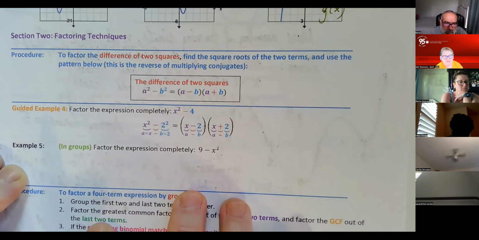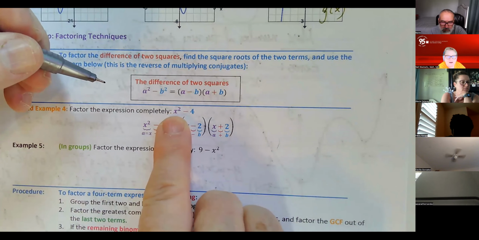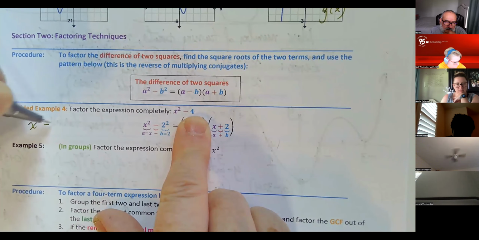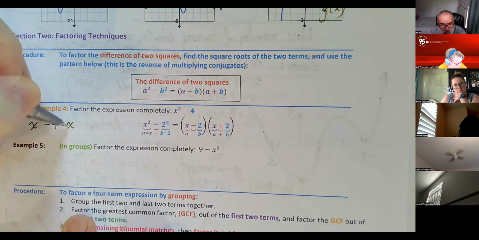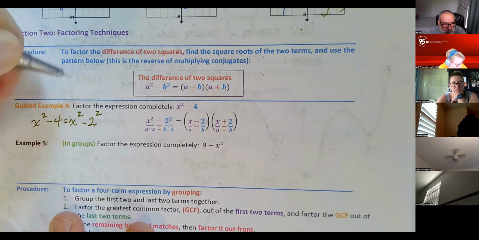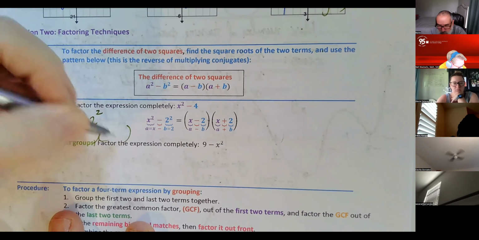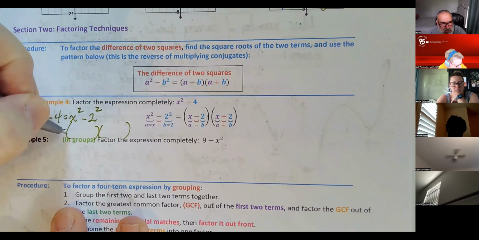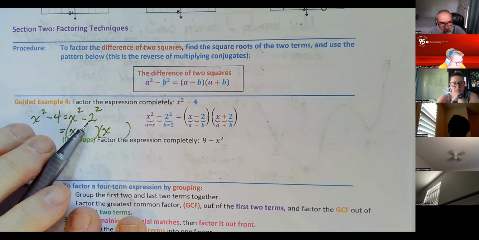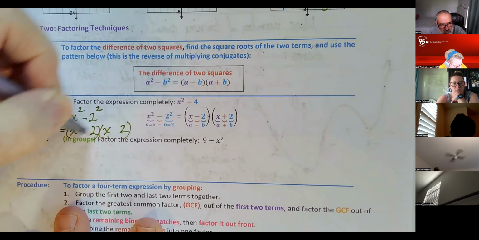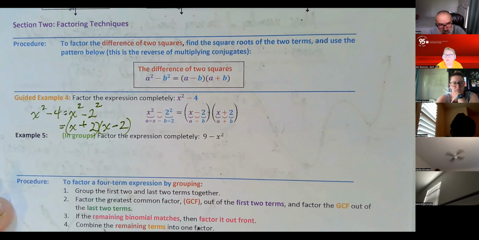So let's look at an example and see that it's not that big a deal. Can I write x squared minus 4 so that both numbers look like they're squared? Can I write 4 so that it looks like something squared? Yes, 2. Good. So that means I'm going to have the square root of the first thing. What is the square root of x squared? X. And what is the square root of 2 squared? 2. And then a plus and a minus. Plus in one, minus in the other.